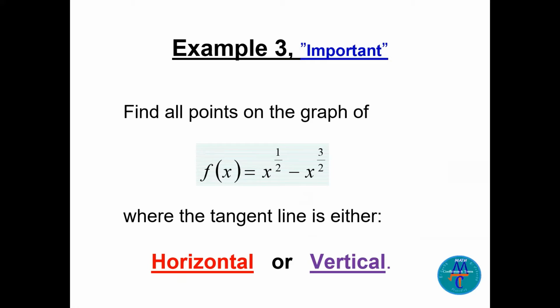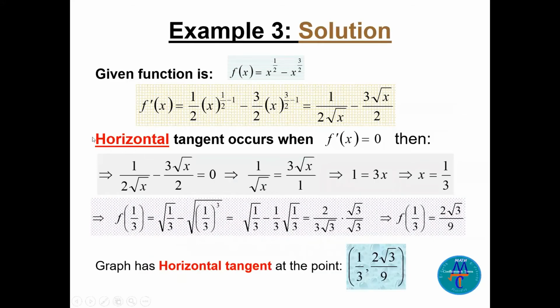horizontal or vertical. So first we have to find the derivative of this function. f prime will be half x to the power half minus 1, minus 3 over 2 x to the power 3 over 2 minus 1. Just simplify that. It will be 1 over 2 square root of x, because half minus 1 is minus half. And this 3 over 2 minus 1 is already half, so it becomes 3 square root of x over 2. So all this now is the derivative of the function.